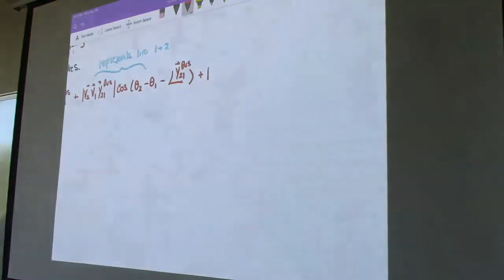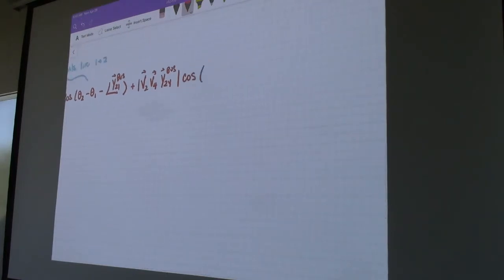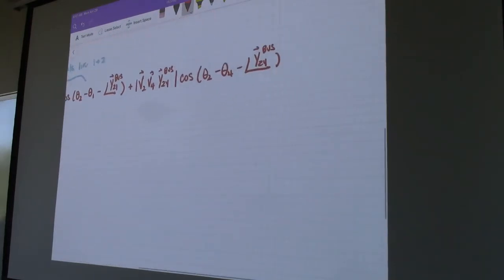Okay, then there's one more element, which is going to be for the 2,4. So V2, V4, Y24 bus times cosine of theta 2 minus theta 4 minus the angle of Y24 bus. And then that's it for that element.